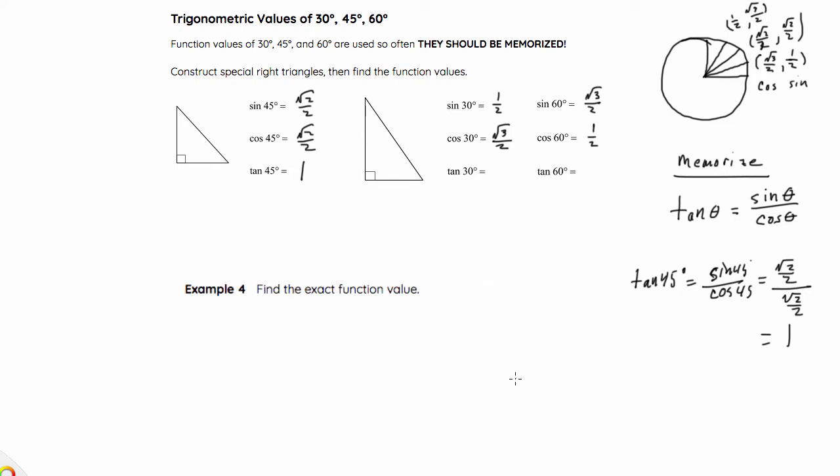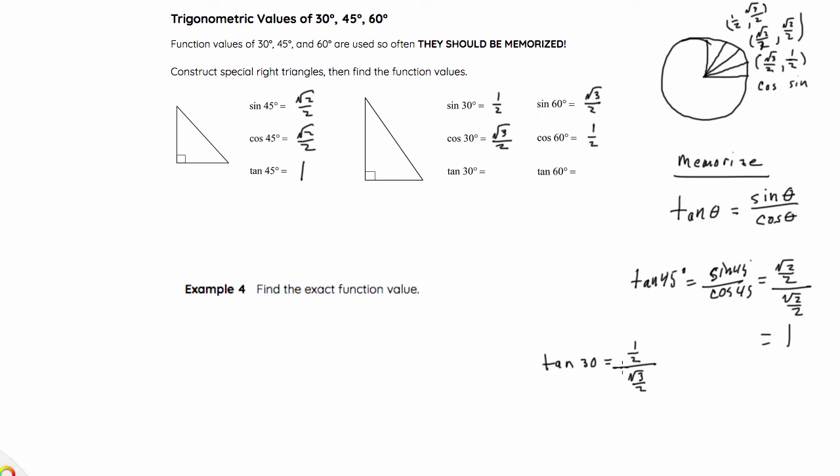Then we have some of the other ones. All right, so we have tangent of 30. Okay, the tangent of 30 is the sine of 30, and I'm just going to write that down without the whole formula because I don't want to run into stuff over here. So the tangent of 30 is going to be the sine of 30, which is 1/2, and we are going to divide that by the cosine of 30, which is root 3 over 2.